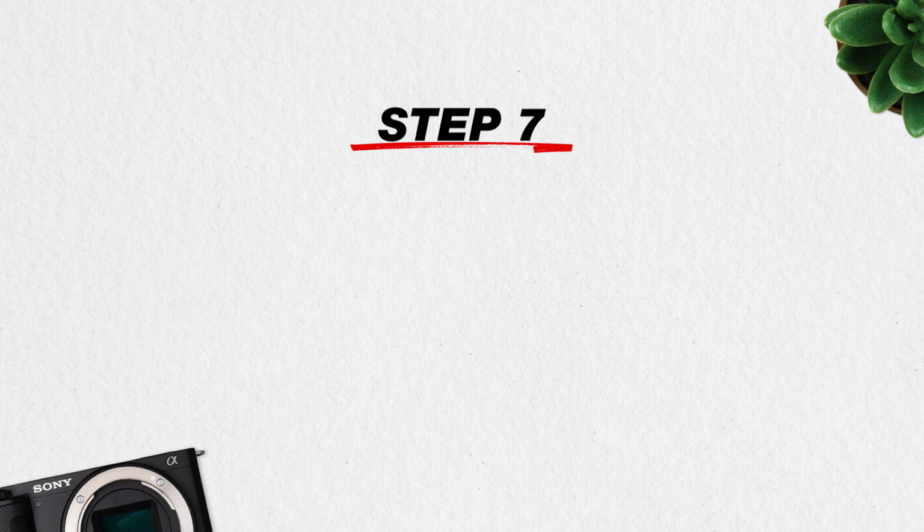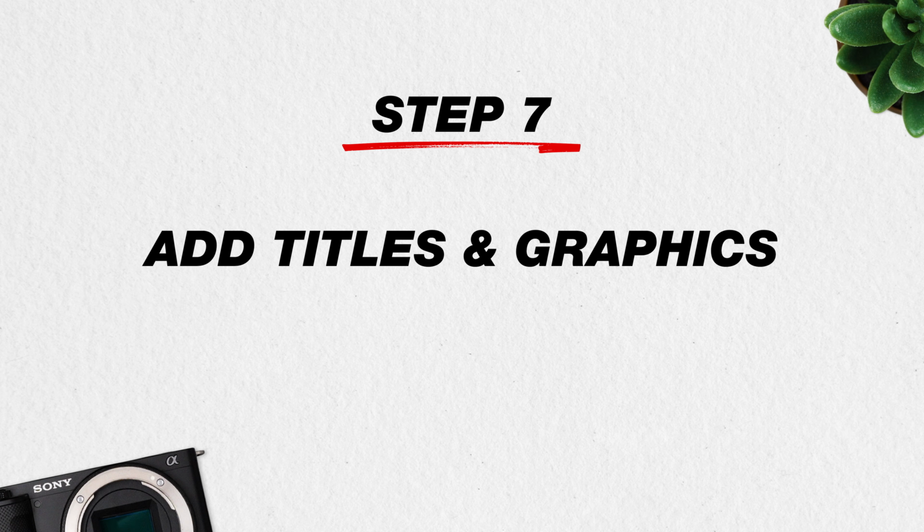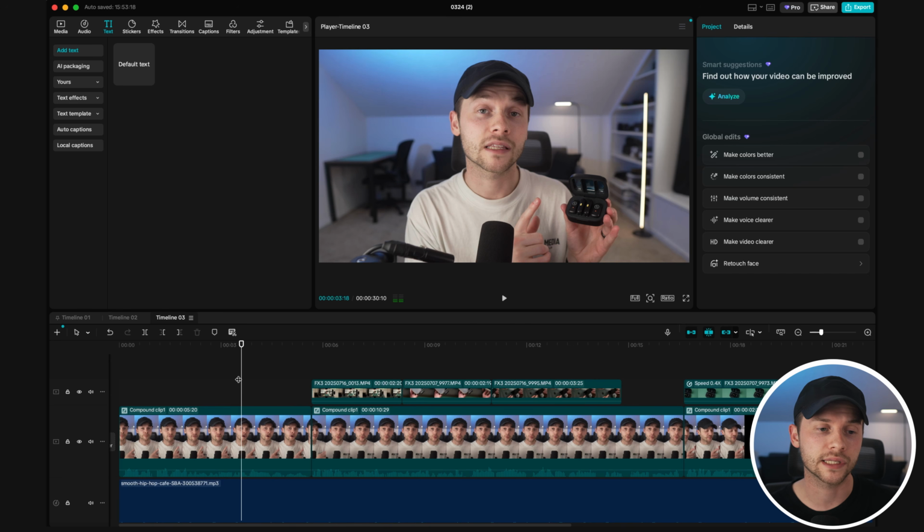Now that adds a really subtle ambiance. It's not too loud where it's overpowering the mix, but just enough to add a nice little vibe for the video. The next step would be to add any titles or graphics that you might want to have in your scene. And I'll show you just how to do a really simple one inside of CapCut.